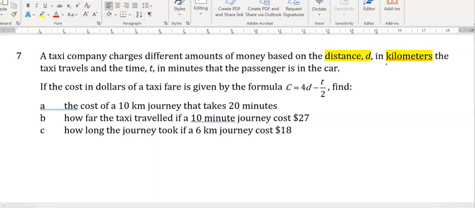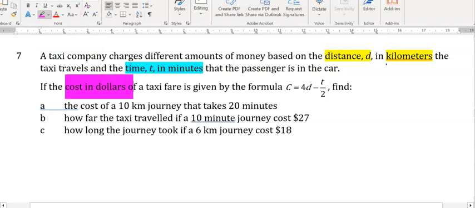The taxi travels, and then let's use a different color for the time, and that's going to be measured in minutes. The only other thing we've got to figure out is, can we have a different color? Oh, I love this color. The cost in dollars. So these are the three things that we're going to get. So that was that pretty purple.